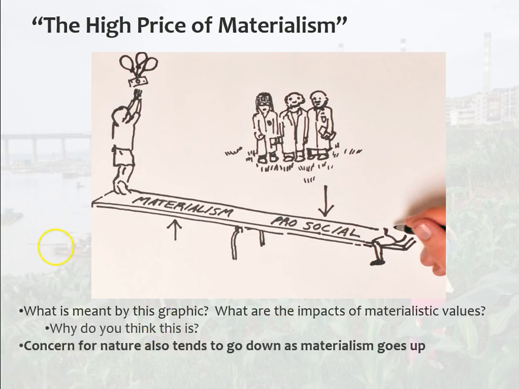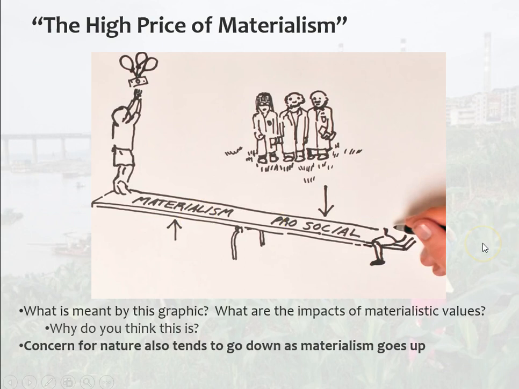Basically the same relationship exists between materialism and nature and environmental values, or care for nature. So again, as people's materialistic impulses increase and they focus more on material goods, their concern for the environment tends to decrease.